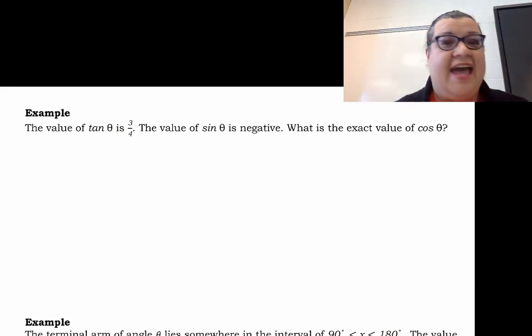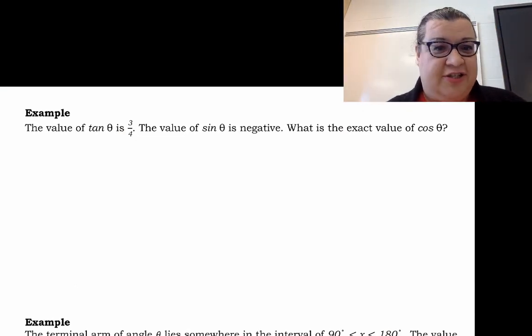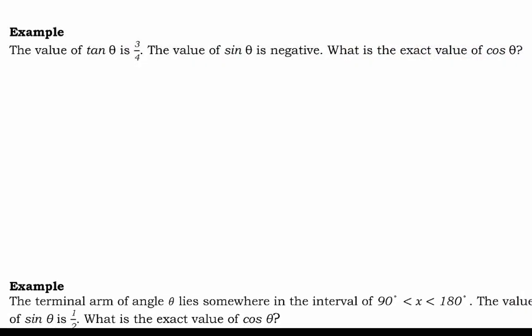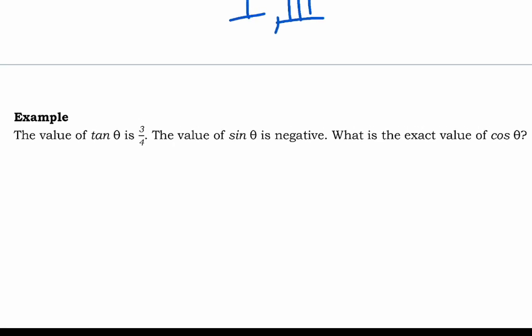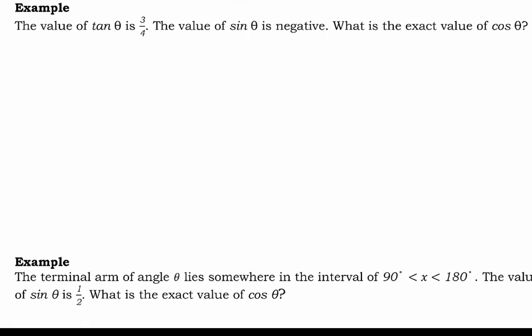So I'm just going to switch again over just to the main screen just so you can see the whole thing. Okay, the value of tan theta is 3/4. The value of the sine is negative. What is the exact value of cosine theta? Okay, well, we need to think about that for a second. What quadrant would we have a positive tan value but a negative sine value?